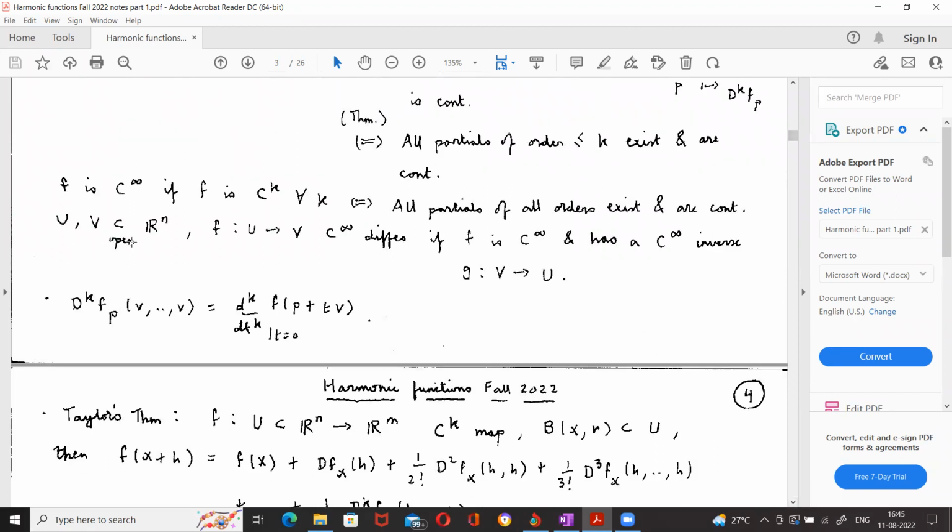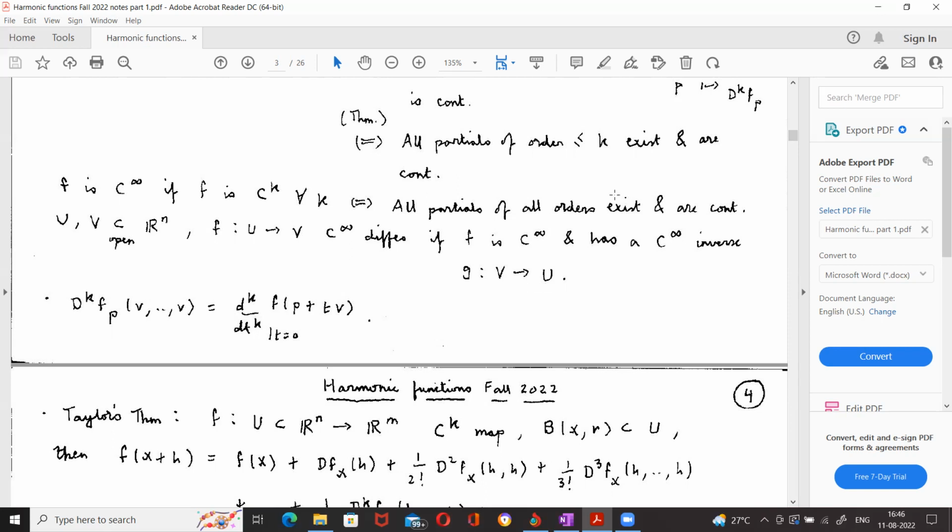So now we say that if U and V are open subsets of R^n, then we say that F from U to V is a C infinity diffeomorphism if F is C infinity and has a C infinity inverse, G from V to U. Okay. All right. So now let me come to Taylor's theorem.